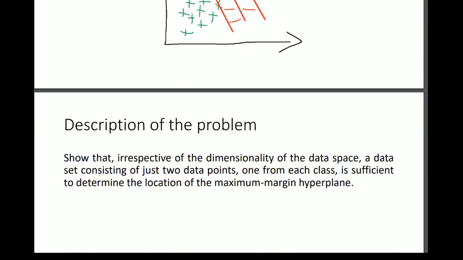So I don't know exactly what "irrespective of the dimensionality of the data space" means, so maybe it means for all spaces Rn for all n, but I'm not sure about that. So I just deal with the hyperplane.